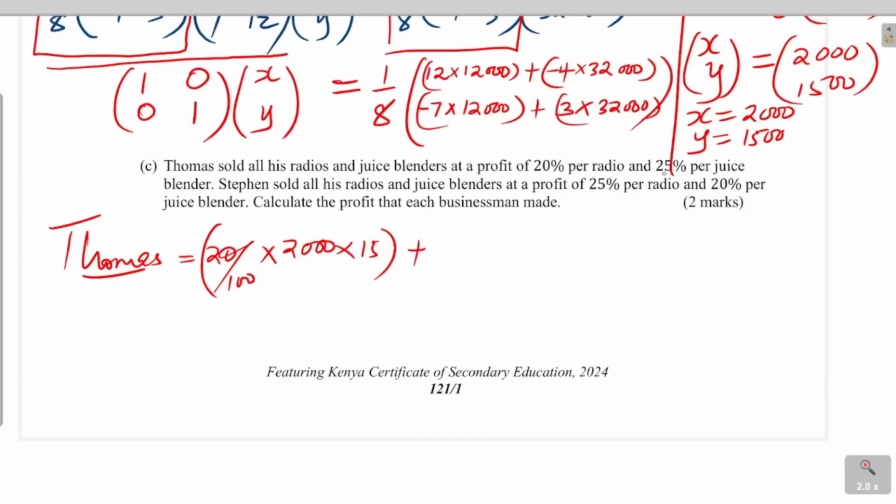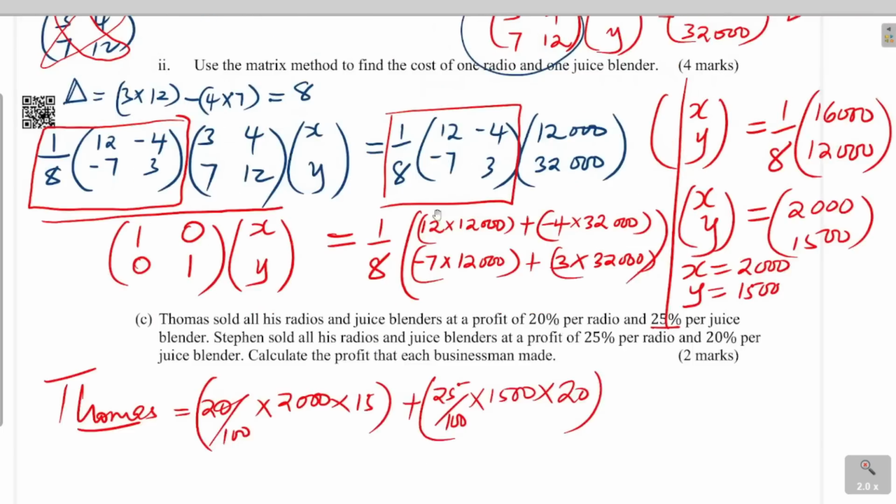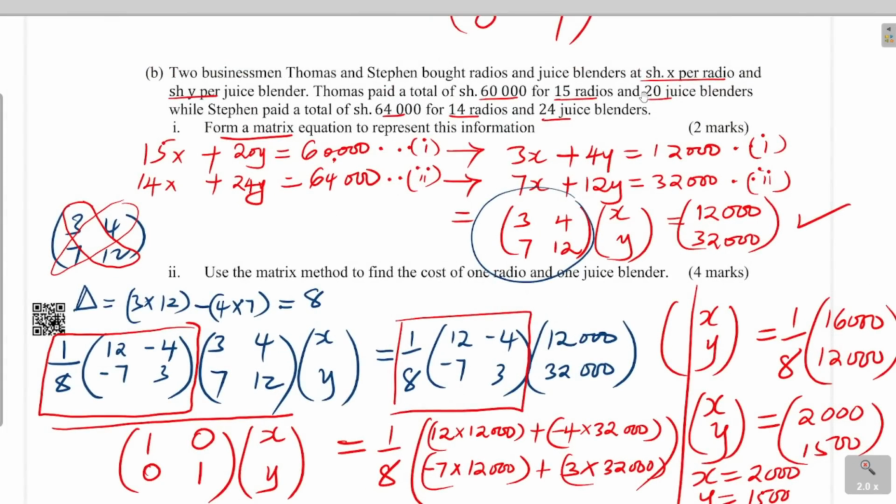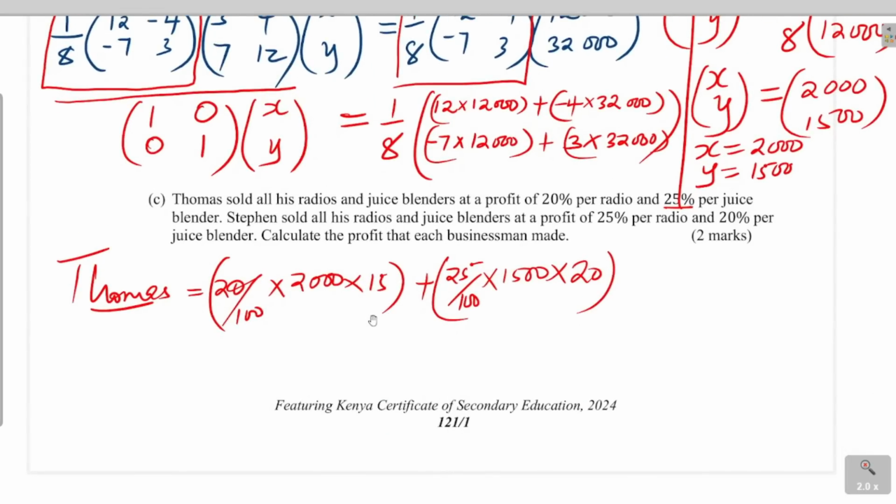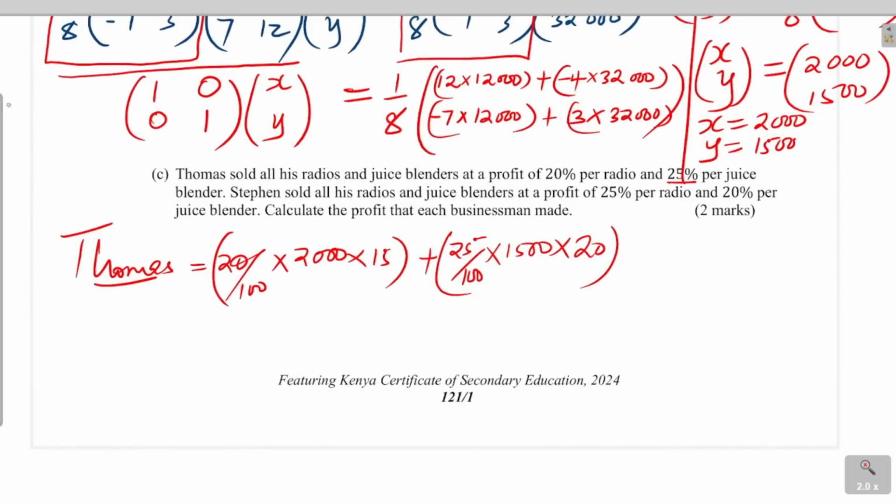Then the juice blenders profit is 25%. So that is 25 over 100 times the cost of a juice blender, that is 1,500. Then how many are they? There were 20 juice blenders. You can go to the question and confirm there are 20 in part B. So we can add up. 20% times 2,000 times 15 will give 6,000. 25% times 1,500 times 20 will give 7,500. So the total will give 13,500.